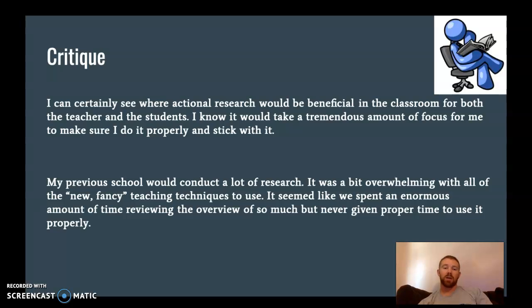So I think the one thing about action research is you as a teacher can take on what is comfortable for you, and whether you stick to that current plan is up to you. Whereas if it's coming from the school, then it could kind of overwhelm teachers for sure.